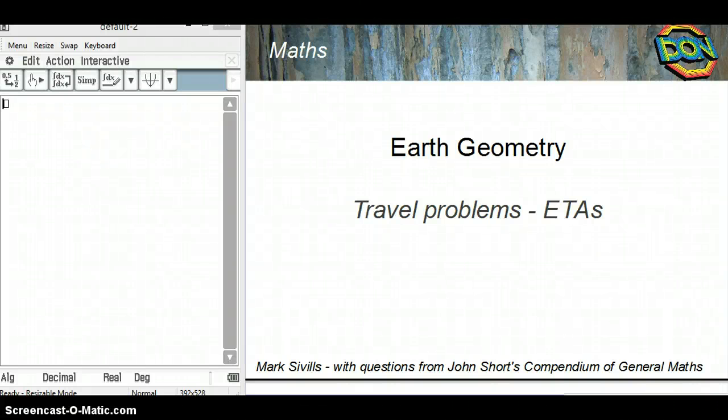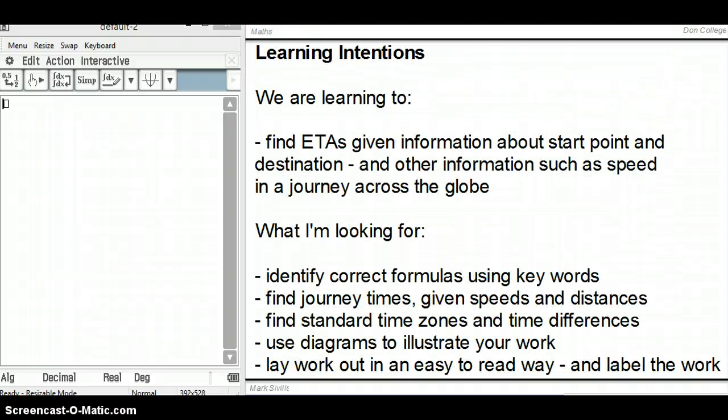Hi, this video is on Earth geometry. We're looking at travel problems, in particular ETAs, estimated time of arrival problems. So I'll be talking you through this, and we'll be looking at a question from John Short's Compendium of General Maths. So we're learning to find ETAs, given information about the start point and the destination of a journey, and other information such as the speed that we're travelling at across the globe.